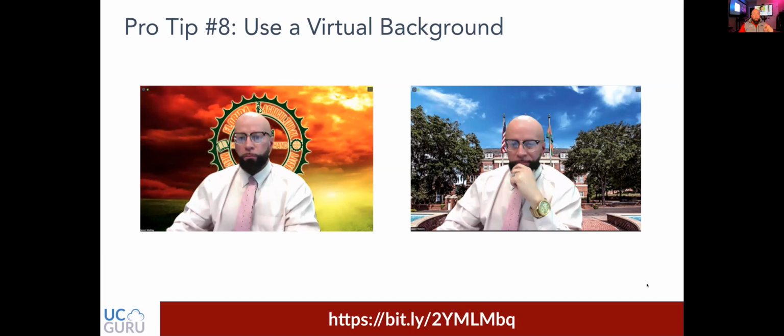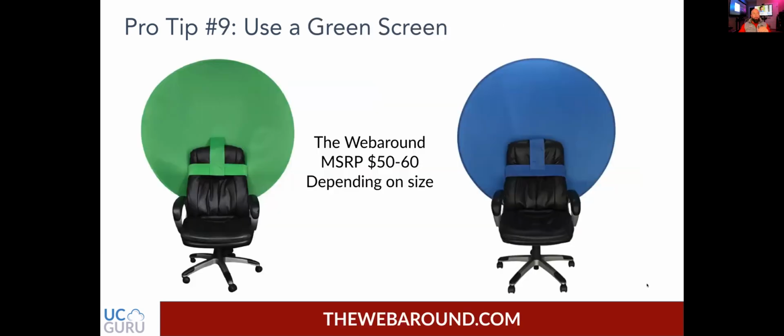Now, some computers are not fast enough to support the virtual background technology. And if you do have that type of computer, then you need to use a green screen. The one that I recommend is the WebAround. You can purchase one at thewebaround.com, and they MSRP for about $50 or $60. They come in a nice little bag like this, and it's portable, it collapses, and it actually fits on the back of your chair.